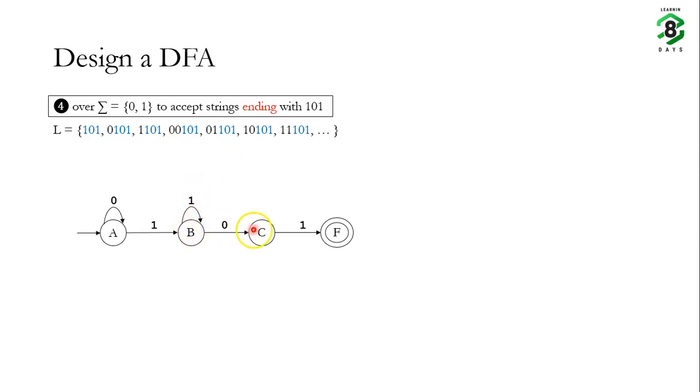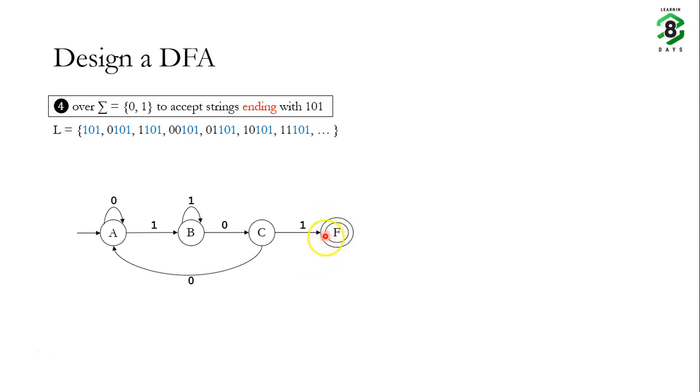In state C, if we get a 0, then what happens? So a 0 in state C would mean that the input received so far is 100. Can the string still end with 101? The answer is yes, if we receive 1, 0 and 1 after that. So which is the state from which, if we receive 1, 0 and 1, we can go to the final state? That state is state A. So in state C, if we receive 0, we go to state A.